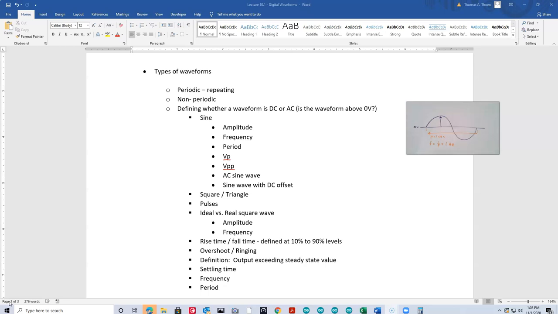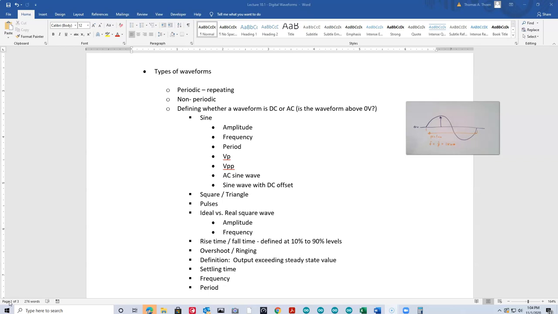If this was 1 millisecond instead, this is a much faster signal. 1 over that would then change to 1 kilohertz, for example, 1,000 cycles per second. So that's the frequency and the period.